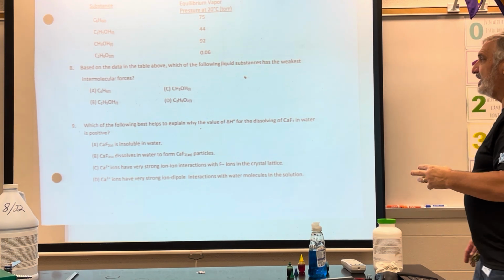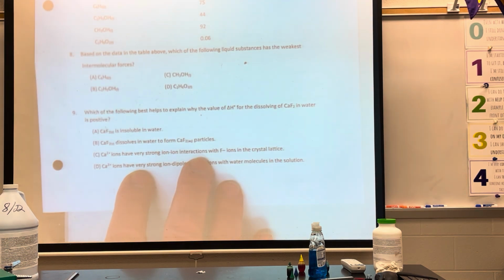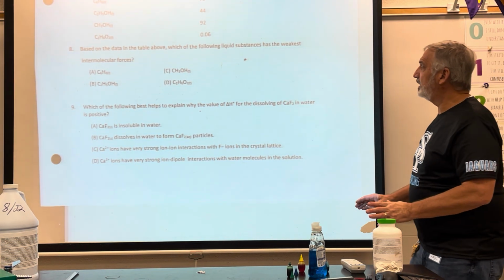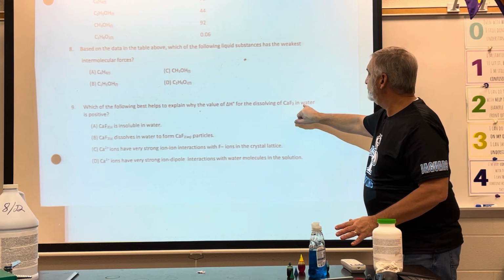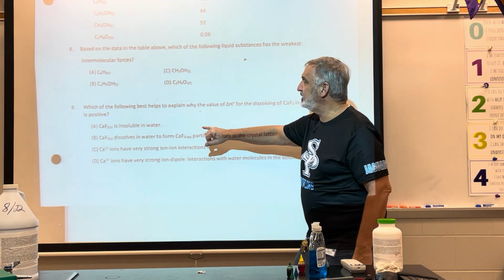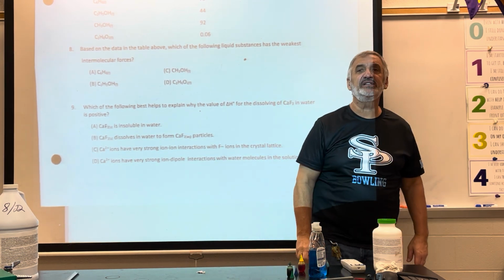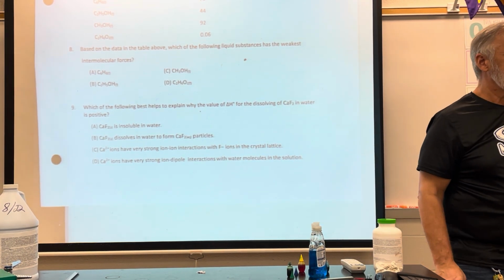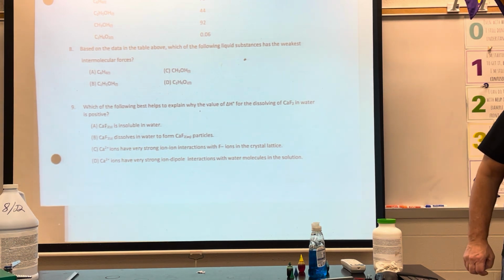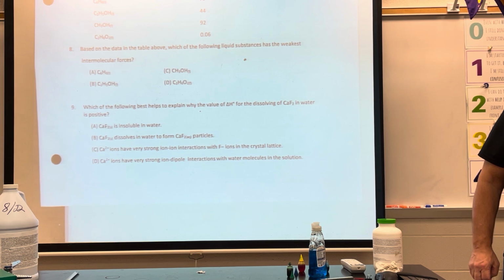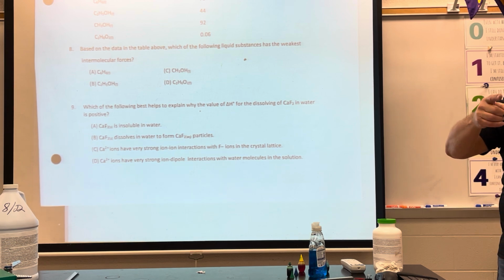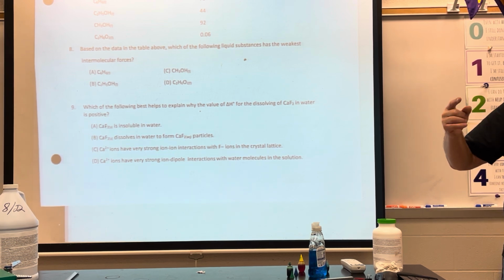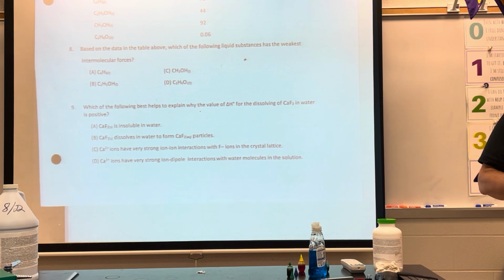Okay? And then lastly, when we look at number 9, which of the following helps to explain why the value of delta H for the dissolving of calcium fluoride is positive? How do we know it's not A? Calcium fluoride is insoluble in water. Because it is. Okay, everything has attraction, but what else? Okay, it's a positive heat of solution, so it dissolves. If it doesn't dissolve, what would the delta H be? 0. Because nothing happened. There's no reaction.